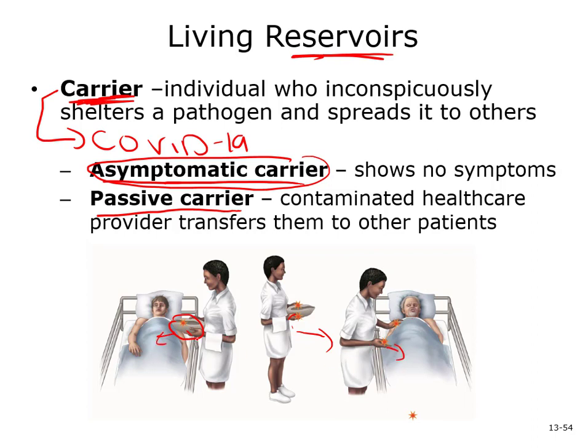This can happen not only with hands, but with clothing or even shoes. Like you could be carrying a pathogen from one room to another. So that's really one of the important reasons we use protective equipment or put on protective gear when you're going to work with severely immunocompromised individuals.